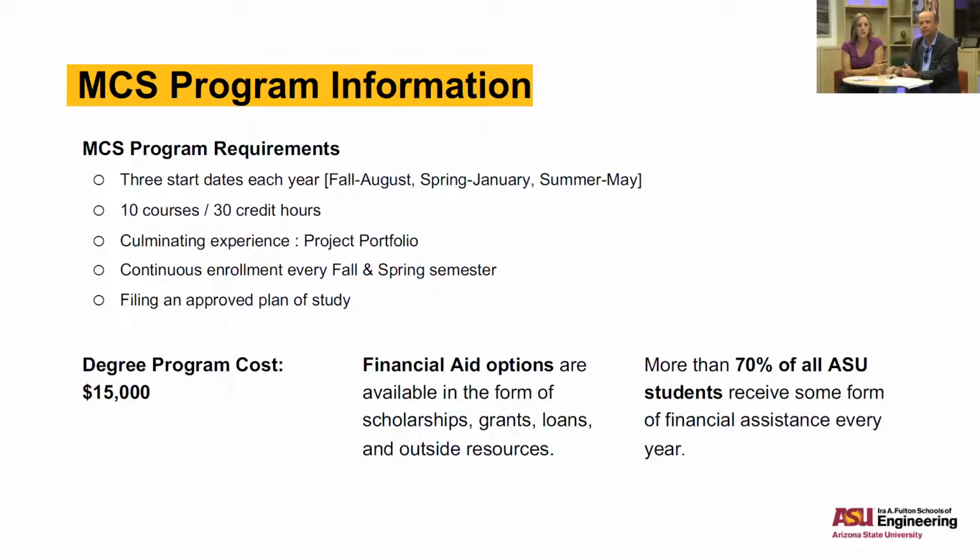So the MCS program, as you mentioned, consists of 10 courses or 30 credit hours. The total cost for the program is $15,000. So that's all inclusive, includes all fees and everything. All students at ASU complete what we call a culminating experience. So these students will do a project portfolio, which is a culmination of all the projects they'll do throughout their courses. We do ask students to enroll every fall and spring semester, and they'll have a plan of study with their degree requirements. ASU does offer financial aid, but it is subject to availability, and eligibility is determined on an individual basis.